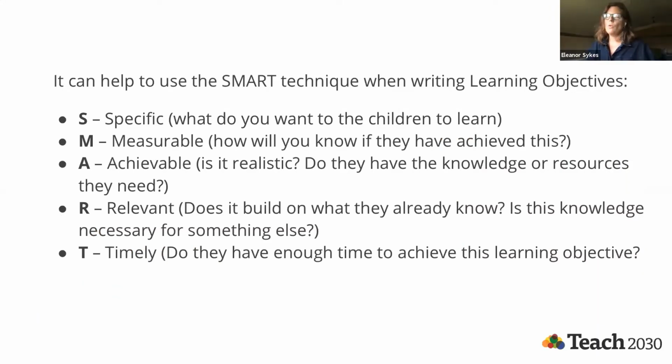I'm sure you've seen this before. I find it really useful to reflect on it myself. So S, specific. What do you actually want the children to learn? M for measurable. How will you know if they've achieved this? A, is it achievable? Is it actually realistic? Do they have the knowledge or resources they need? Do they have the vocabulary they need to be able to understand and complete this lesson? R, relevant. Does it build on what they already know? Is this knowledge necessary for something else, maybe for the next lesson? And timely. Do they actually have enough time to achieve this lesson objective? So particularly, I would say specific, measurable, achievable, and relevant are the really key ones here.